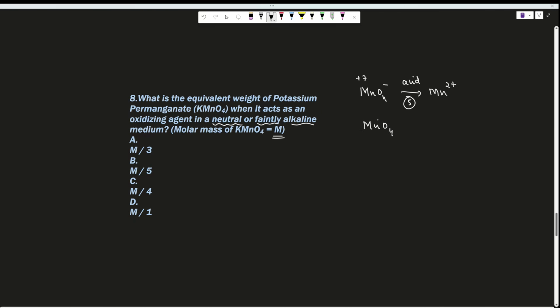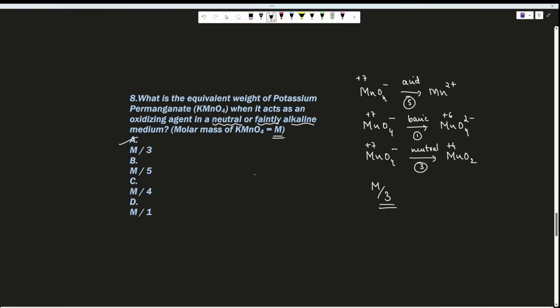If you consider highly alkaline medium, then it will go from +7 to MnO4 2-, that is +6. This is in basic. That means the change is 1 here. Then MnO4- will change to MnO2 in neutral or faintly alkaline medium. That means +7 to +4. So the change is 3. Okay. So it will become what? Molecular mass divided by 3. Okay. So this is the answer.